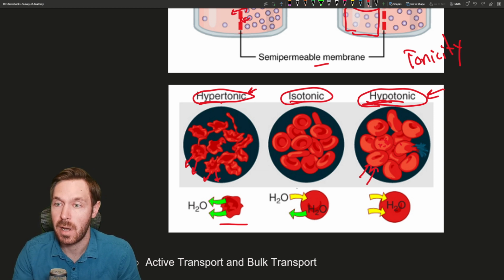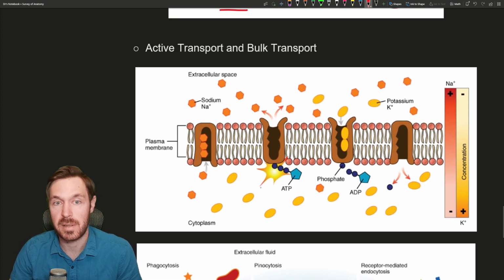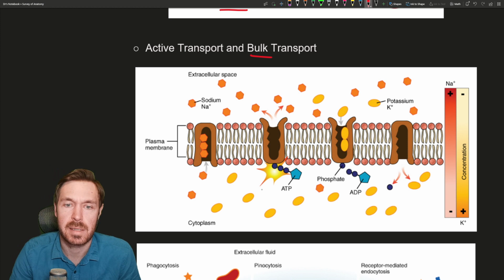I remember hypotonic, there's an O in hypo, and these cells could explode, and there's an O in explode. Silly way to remember it, but still important concept. Next up, and the last thing we want to talk about is active transport, which also involves bulk transport, which means we're moving larger and a lot more items at a time.